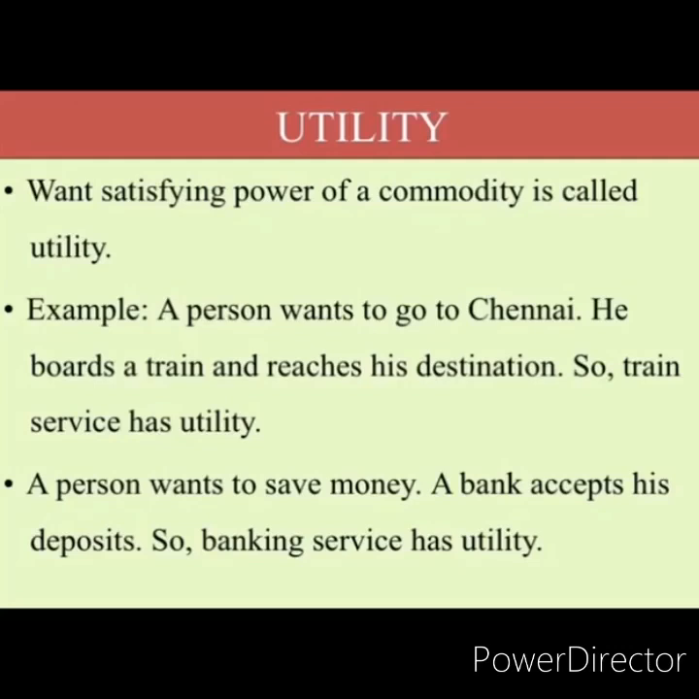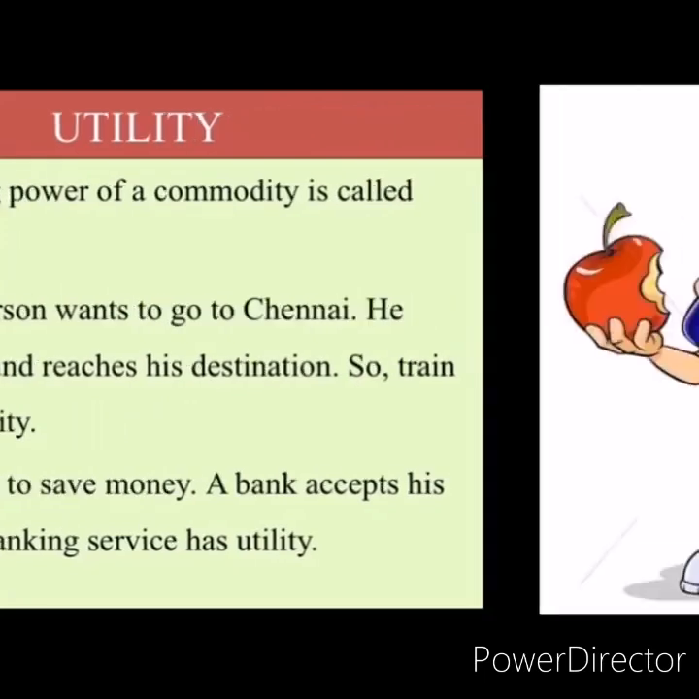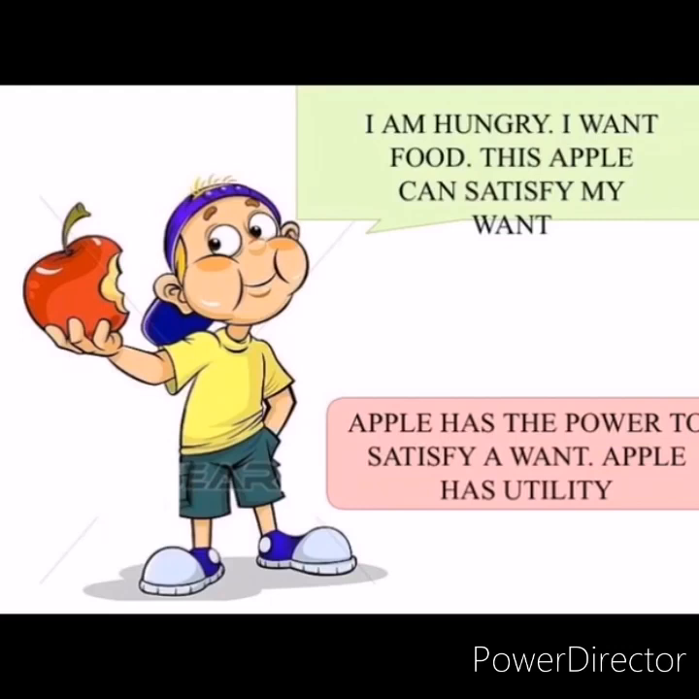Next, a person wants to save money. A bank accepts his deposit. So, we can say that the bank service also has utility because the bank service is satisfying the want of the person. Here comes another example. The boy is Joy. Joy is saying that I am hungry, I want food, and this apple can satisfy my want. So that means apple has the power to satisfy a want. So we can say that apple has utility.